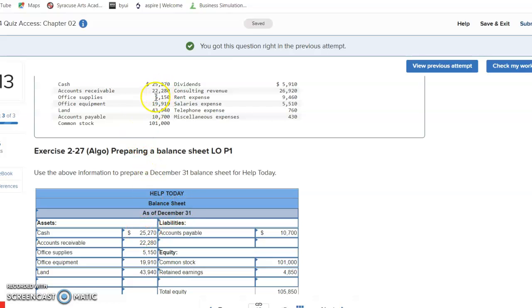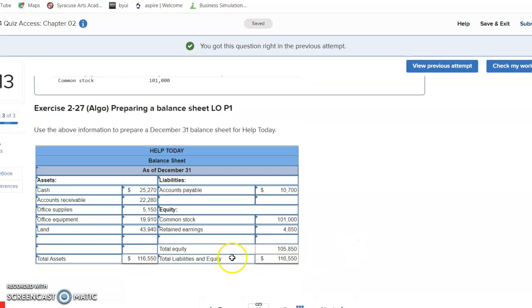So the cash right there, 25,270. Accounts receivable was 22,280. Office supplies, 5,150. The equipment, 19,910. Land was 43,940. And then we've got our accounts payable, which was over here, 10,700. And then the common stock, that was 101,000. And then our retained earnings from the previous, which was 4,850.